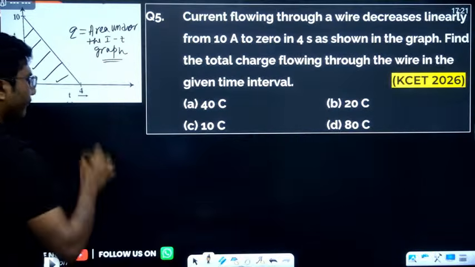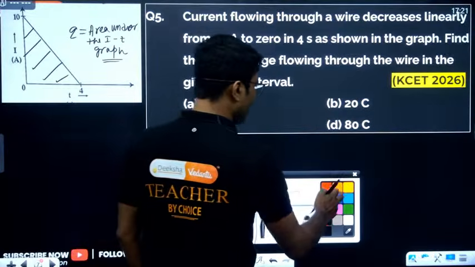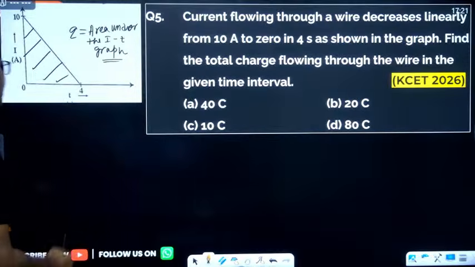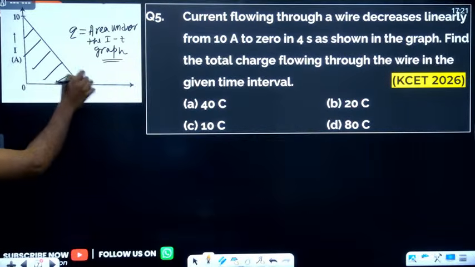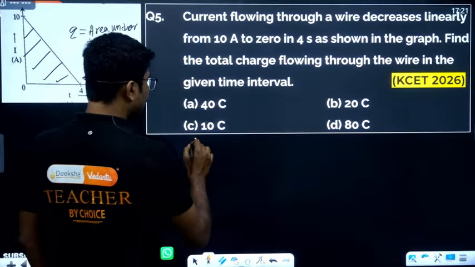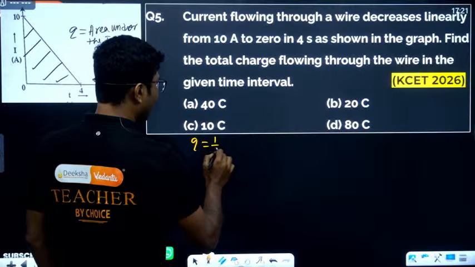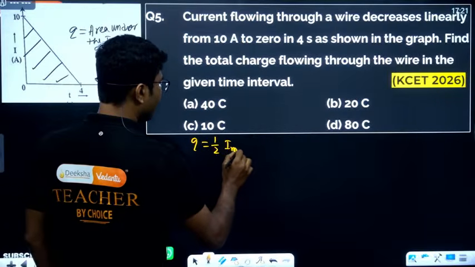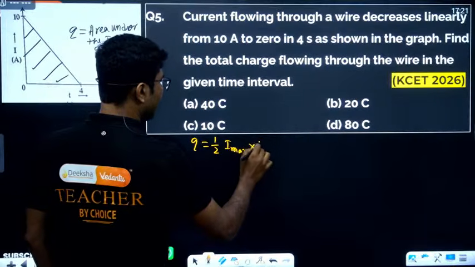Okay, so this is the fact that you need to know, otherwise you will not be able to solve it. When you are given an I versus T graph, you just need to calculate the area. Now if you see that here it's a triangle, so the area under the graph will be Q = ½ × I max × T max.